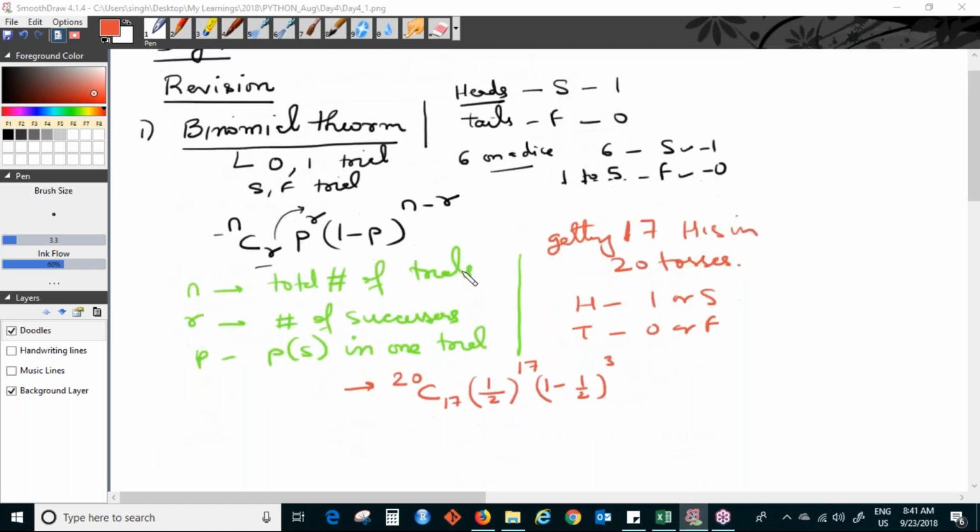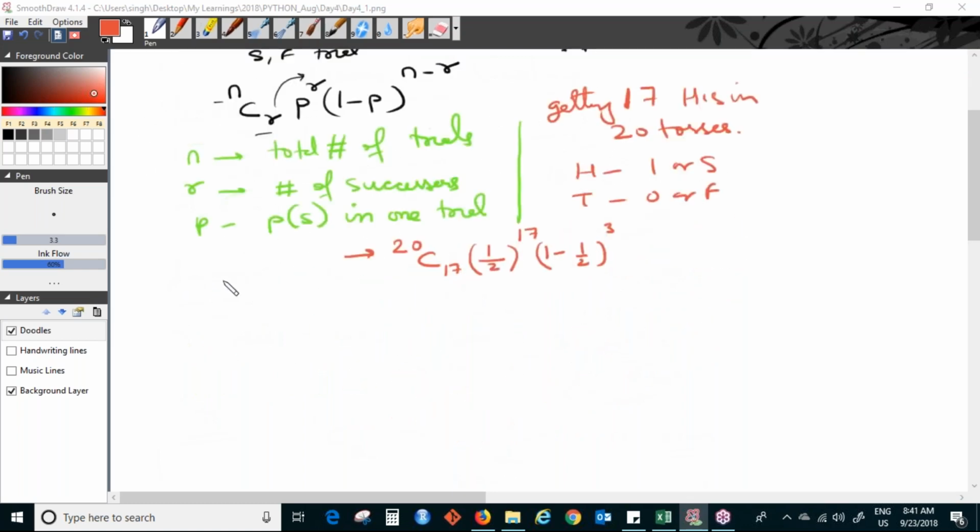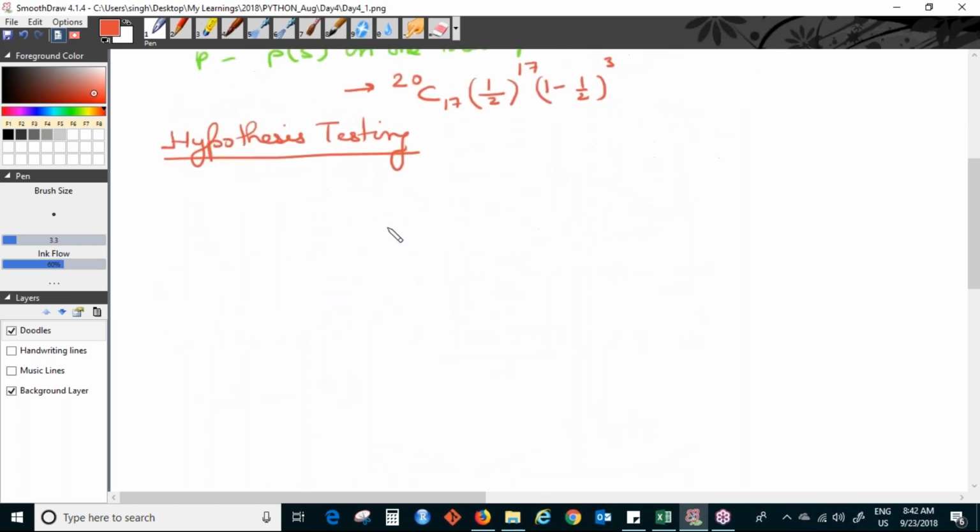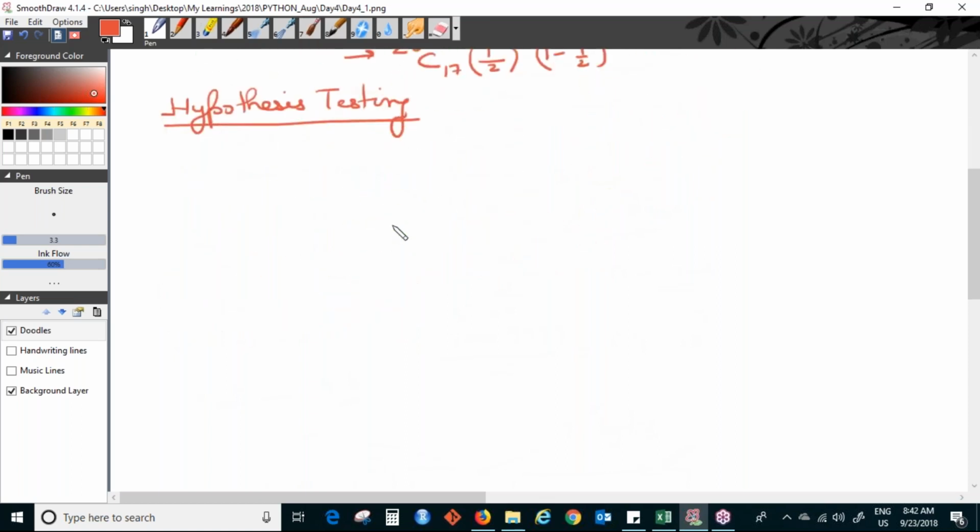So why did we learn the binomial theorem? We learned it because we wanted to understand hypothesis testing. What is hypothesis testing? Hypothesis testing is a concept which allows us to make a conclusion about something by taking probabilities into consideration.